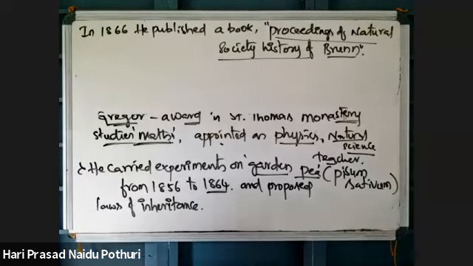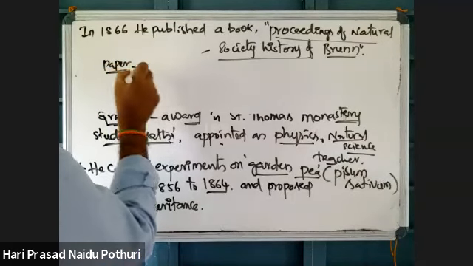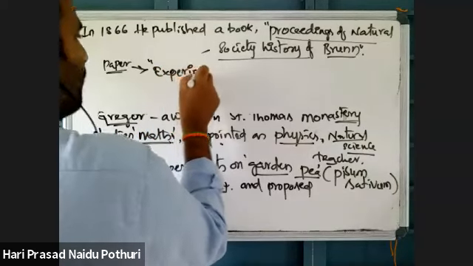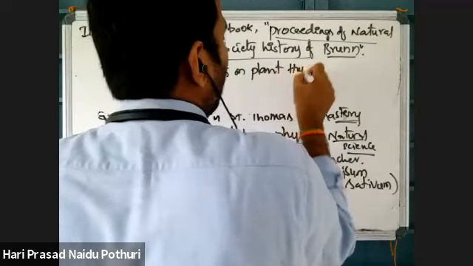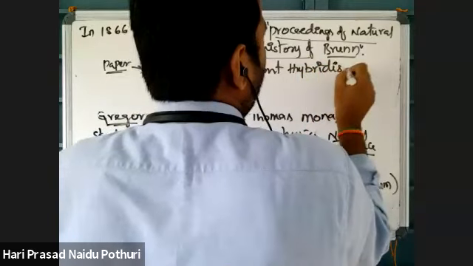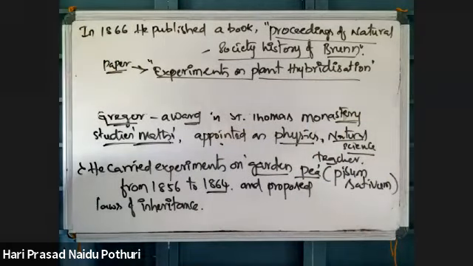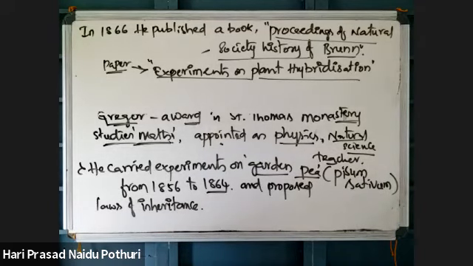This is the publication, and in that book the paper is Experiments on Plant Hybridization. He published a paper called Experiments on Plant Hybridization, like a report, in a journal called Proceedings of Natural History Society of Brunn. Okay?